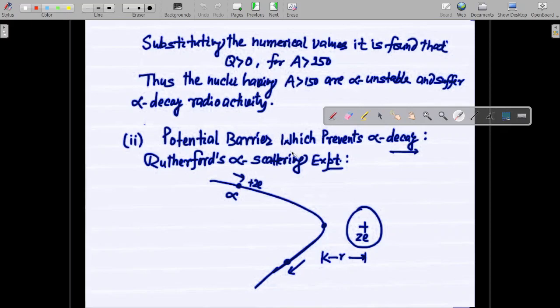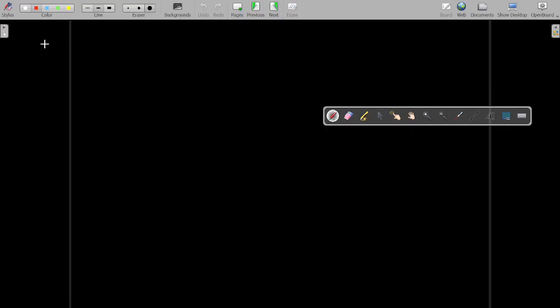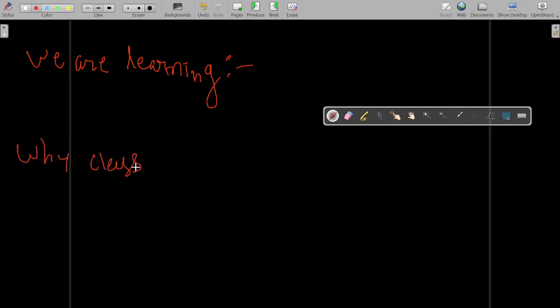Now let us understand the potential barrier which prevents alpha decay. What are we learning right now? We are learning why classical mechanics fails to explain it.